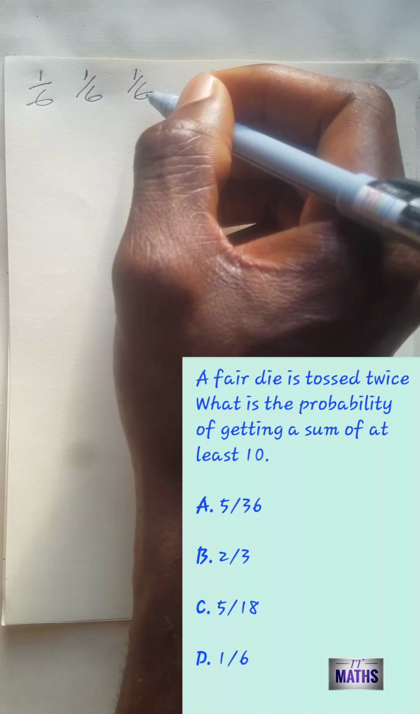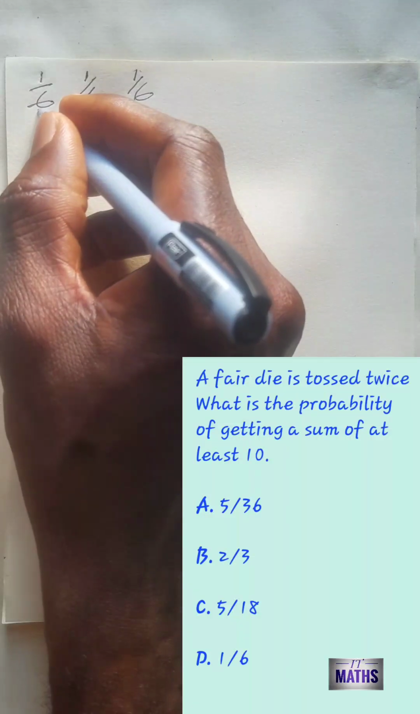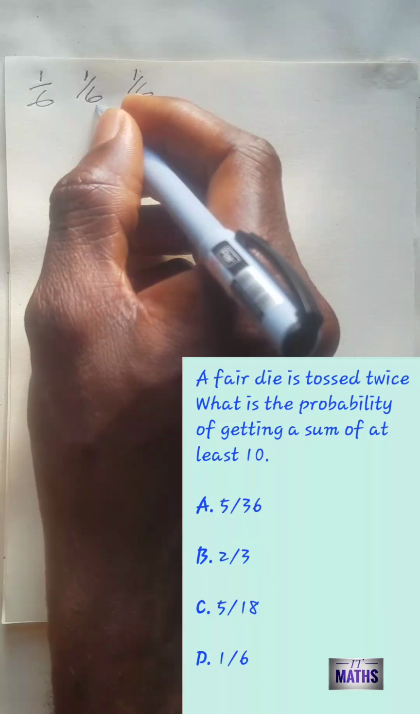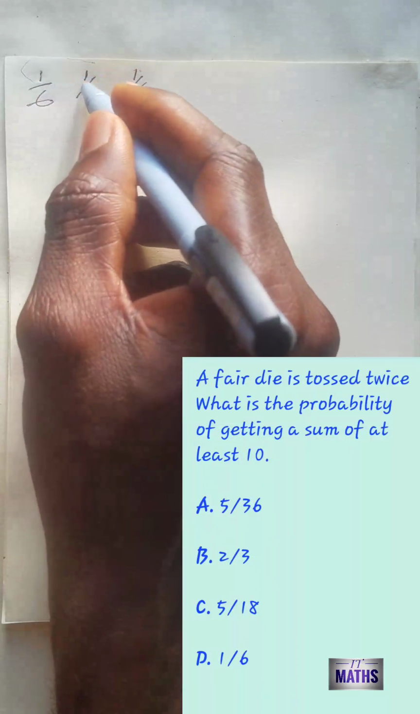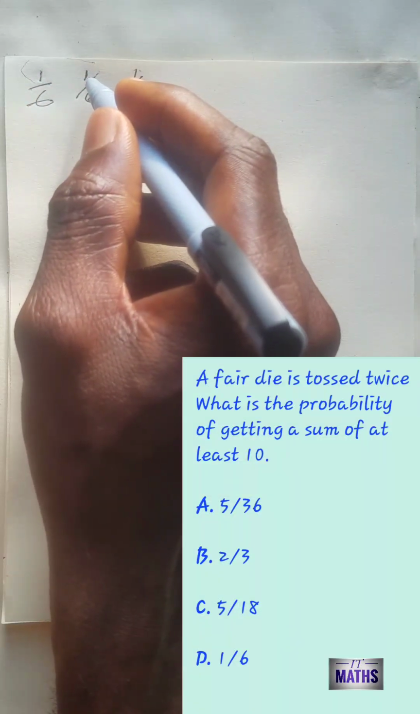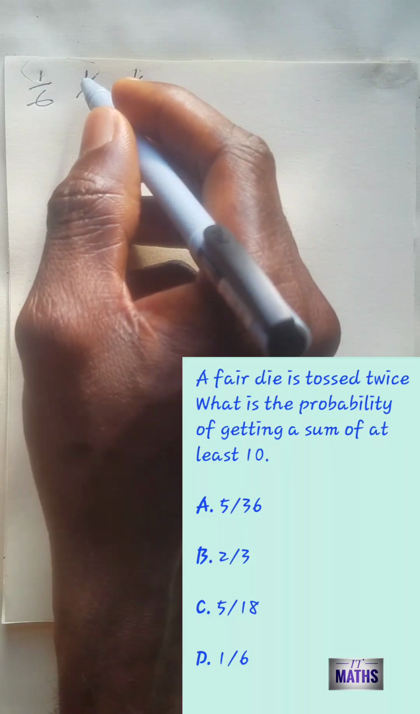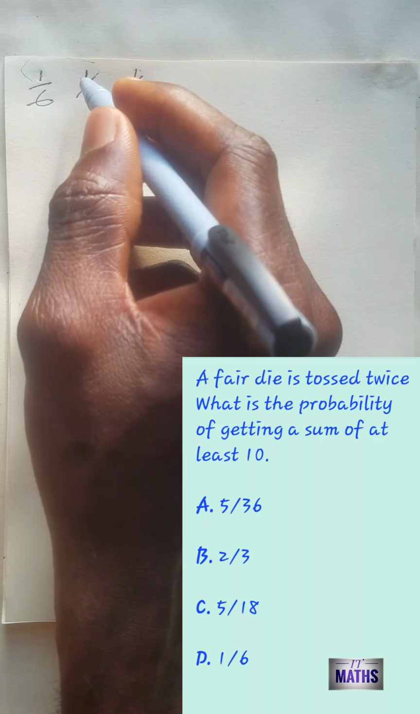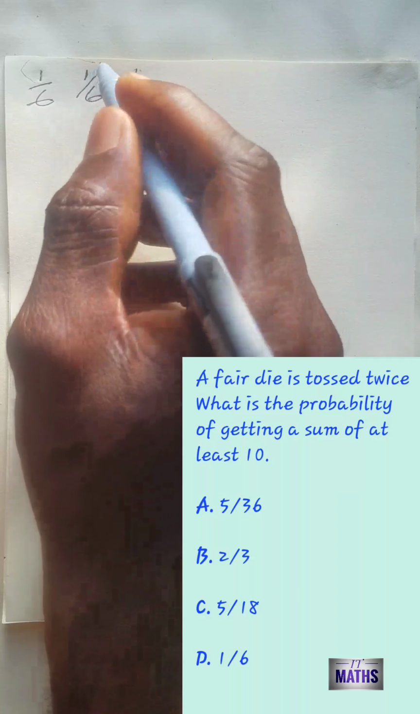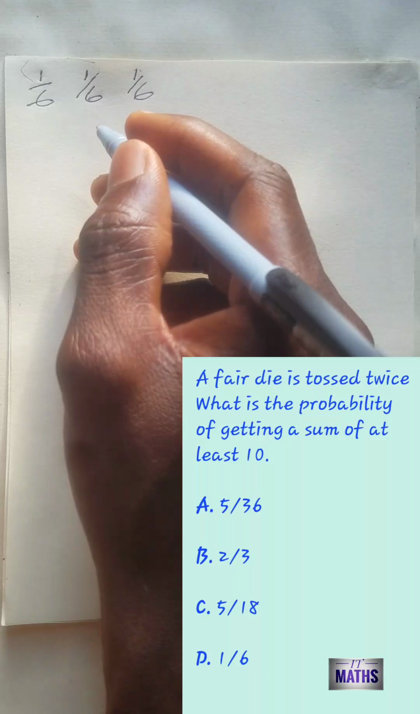The question says the probability of getting at least a 10. That means I toss the die the first time and I toss it again the second time, and when I add my first toss and the second toss, I should have a sum of at least 10. At least 10 means 10 and above. That's 10, 11, 12. That's the highest you can have from tossing 2 dice. Is that okay?